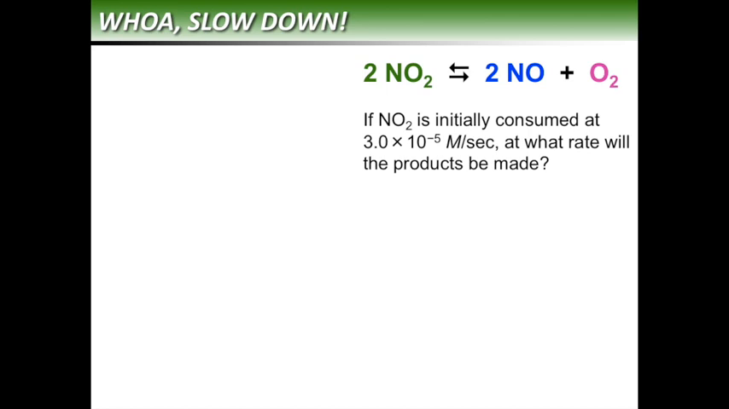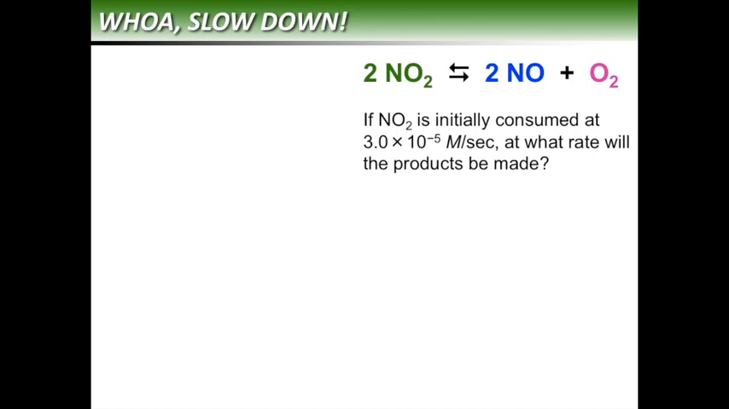Here is NO2 decomposing into NO and oxygen gas. If we're initially consuming NO2 at the rate you see there, 3.0 times 10 to the minus 5 molar per second, and take note, that's how we're going to represent reaction rates, a concentration unit, or perhaps later on a pressure unit if it's in the gas phase, over an amount of time. So how much of the concentration do I lose over that amount of time? The question I have for you is at what rate will I make each of the 2 products, NO and O2? Take a moment, pause the video, and come up with your numbers.